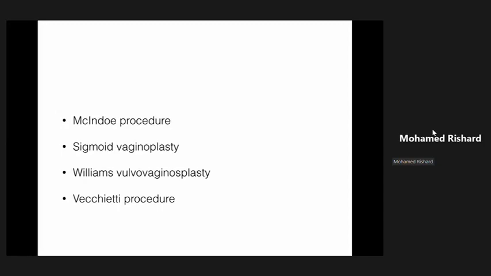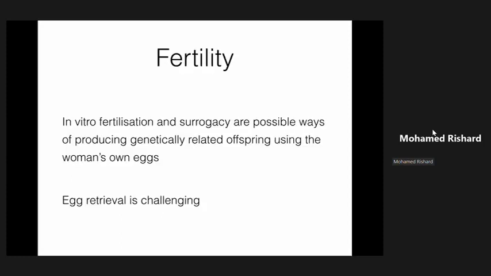And there is something called Williams vulvovaginoplasty and the Vecchietti procedure. All these are there. You don't need to know the names, but creation of a neovagina is the name that you need to know. We create a small mold and, as I told you in the previous lecture, we surround it with the amnion of the placenta and keep it in the vagina. The amnion will be taken up by the vaginal tissue and become epithelialized, and the patient will be able to have sexual intercourse.